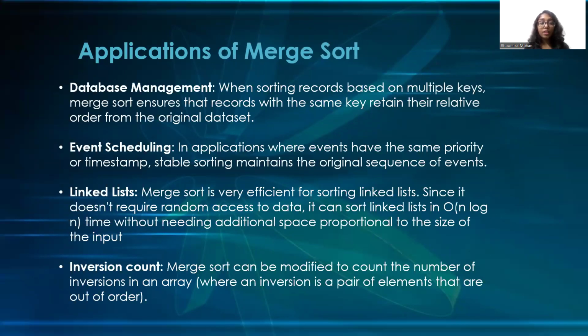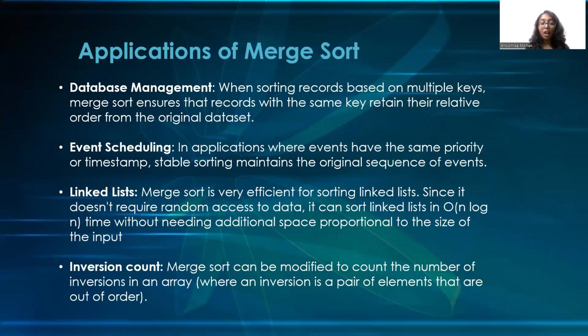Some of the applications of merge sort are database management. When sorting records based on multiple keys, merge sort ensures that records with the same key retain their relative order from the original dataset. Second one is event scheduling. In applications where events have the same priority or timestamp, stable sorting maintains the original sequence of events. Third one is linked lists, where merge sort is very efficient for sorting linked lists. Since it doesn't require random access to data, it can sort linked lists in O(n log n) time without needing additional space proportional to the size of the input.